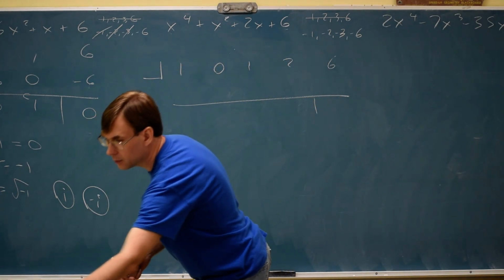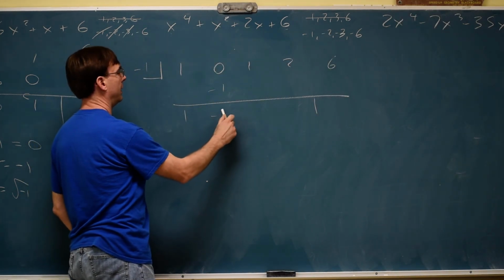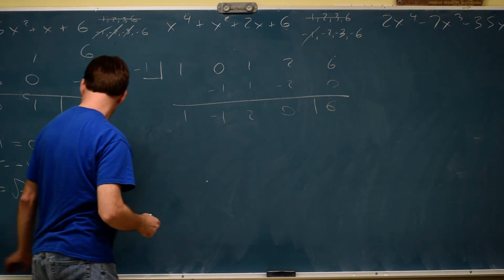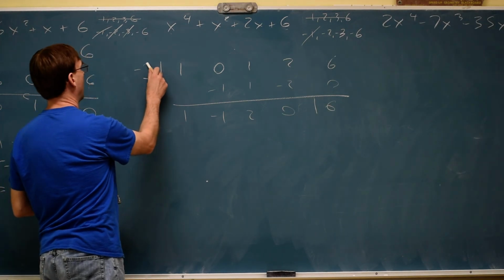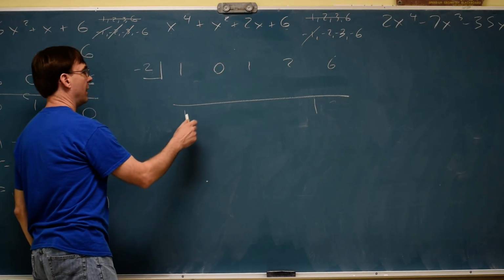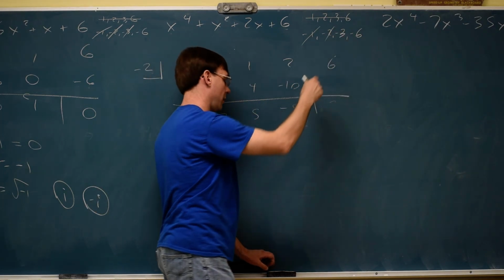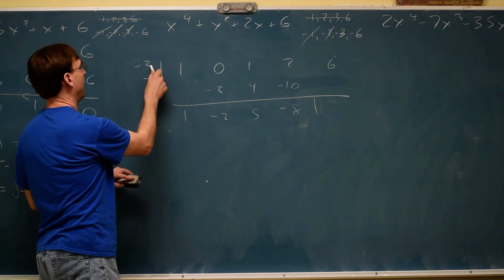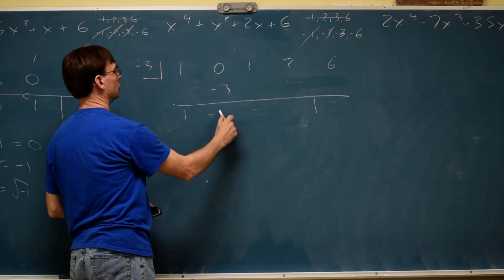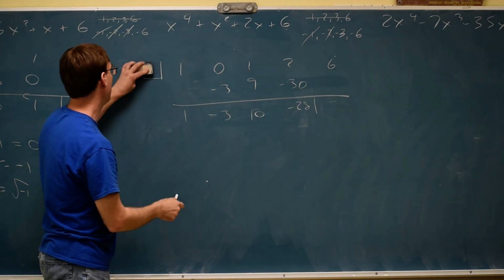So we could go negative 1 will synthetic divide. Negative 1 did not work. So we could try negative 2. Synthetic dividing with negative 2. That's not going to get me 0 either. So I'll try negative 3. There's no way that's going to be 0.